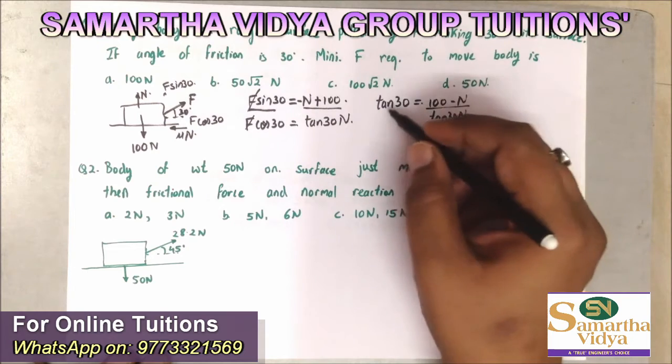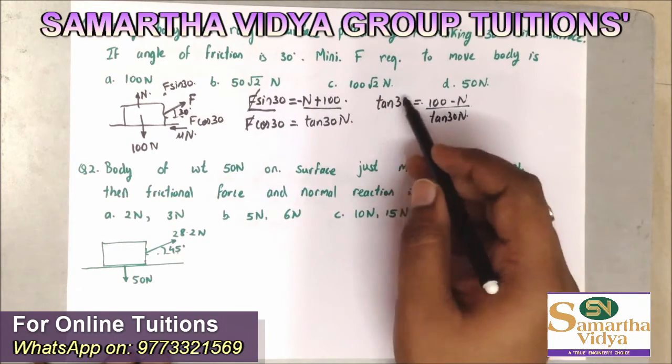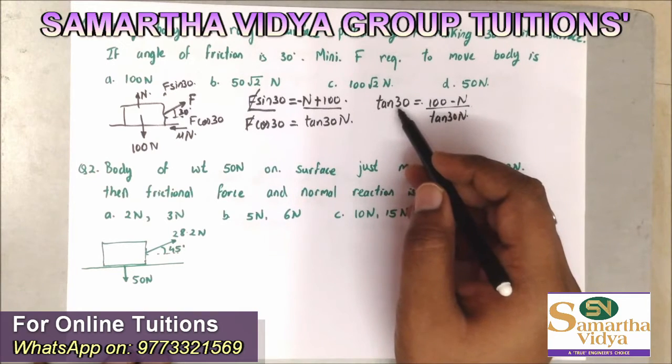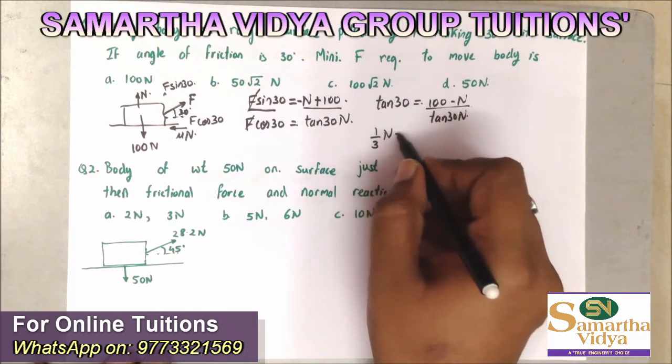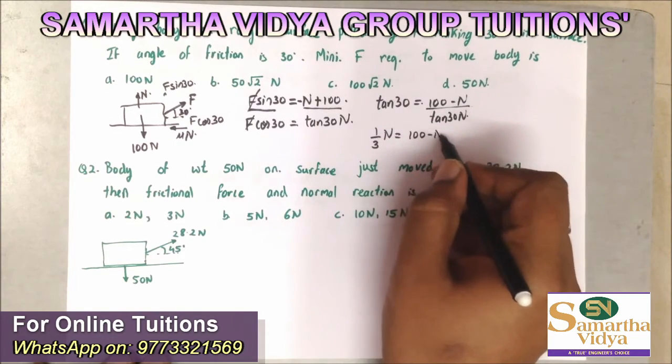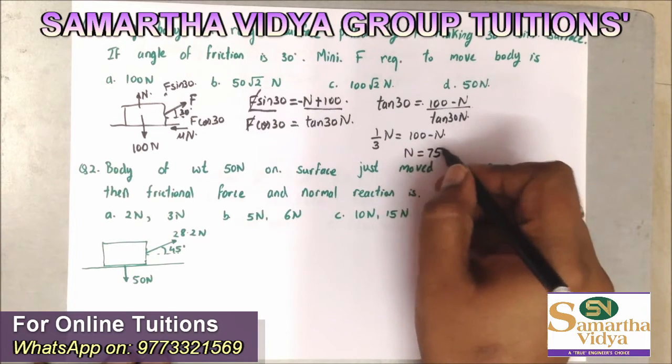If we cross multiply, we know tan 30 is nothing but 1 by root 3, so tan square 30 is going to be 1 by 3. So 1 by 3 n will be equal to 100 minus n. From this we'll get the n value as 75.